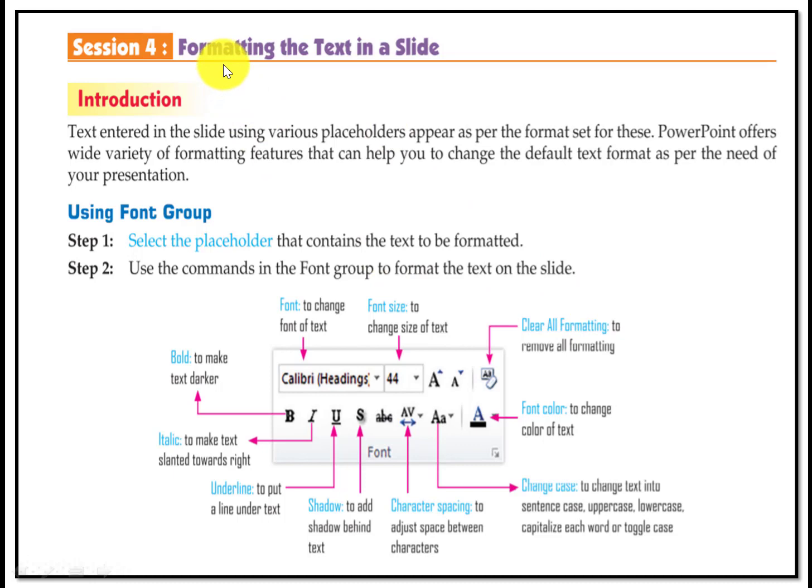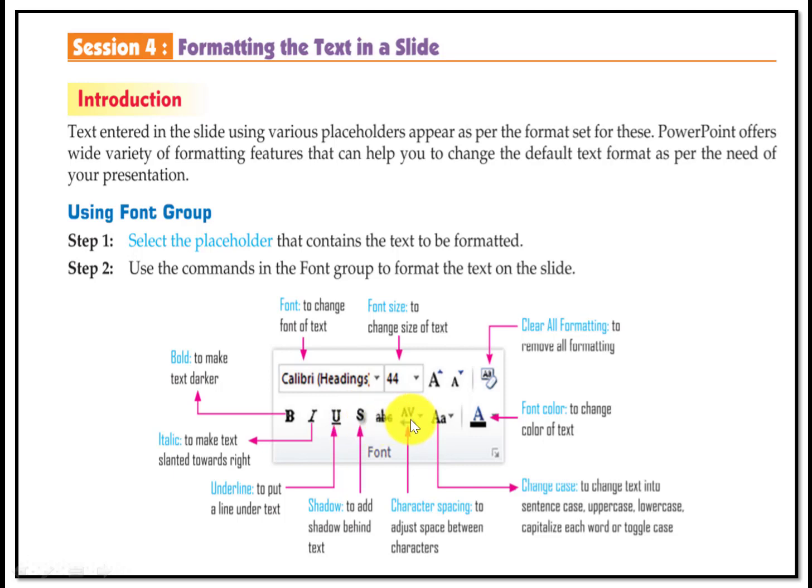And we had also done formatting in the MS Excel chapter. This formatting toolbar is the same as we had in MS Word, in MS Excel and in MS PowerPoint. There is no change in it. This is the bold button, italic, underline and shadow. To add shadow behind the text, we had done this in MS Excel also.